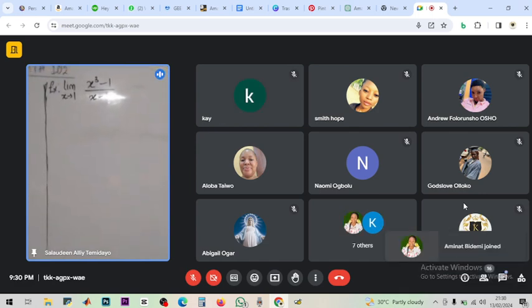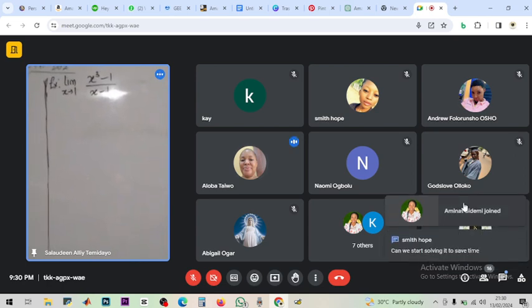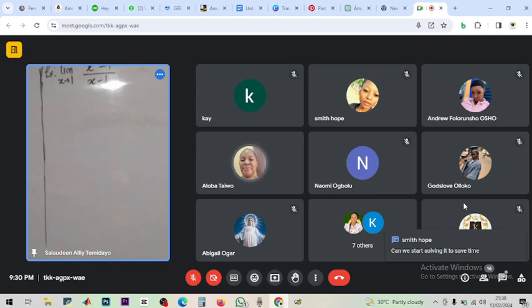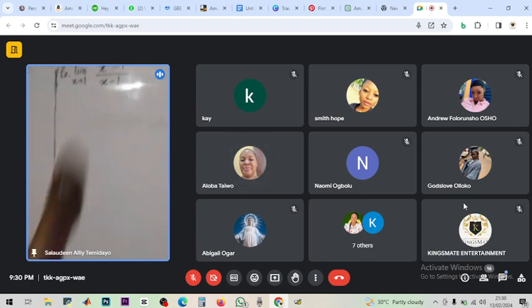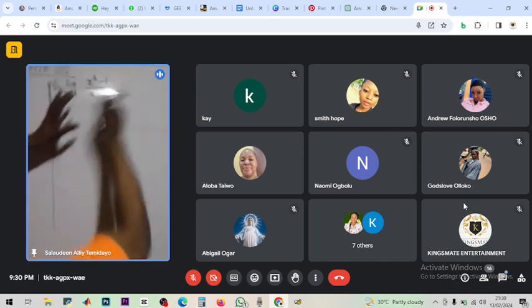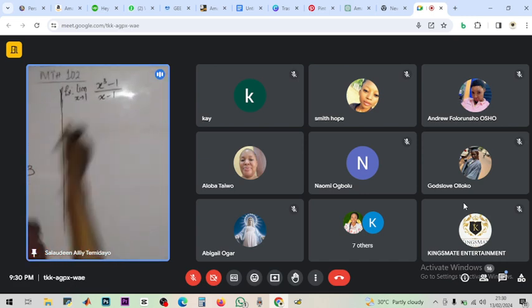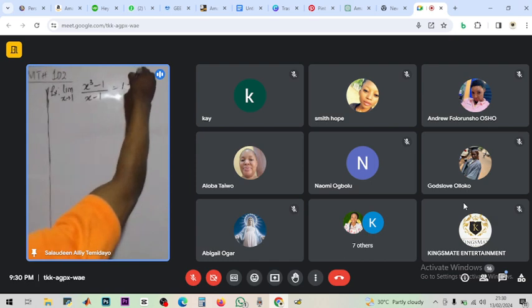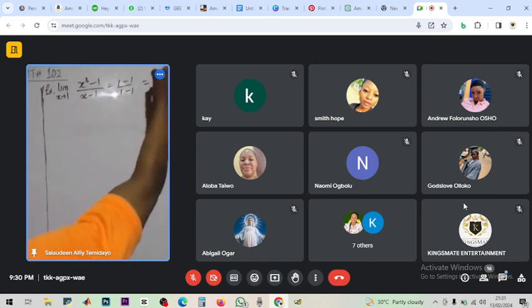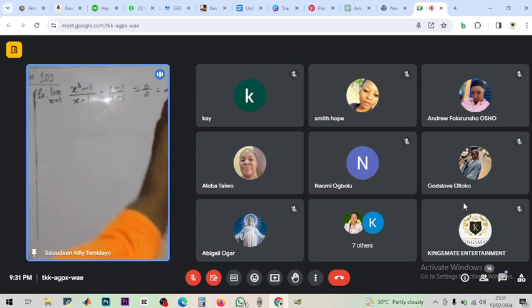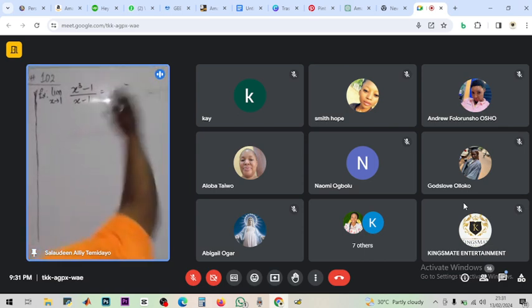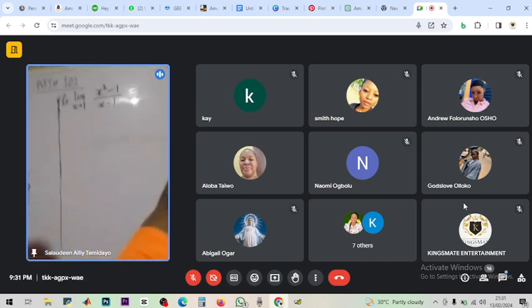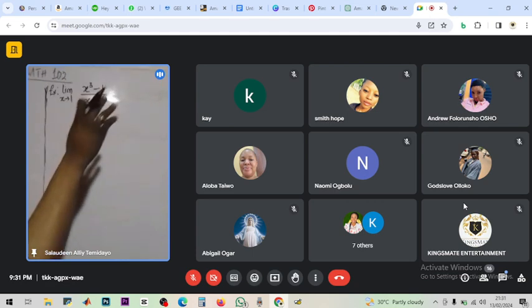Okay, shall we move together now? Please, because of time. All right. So x cubed minus 1 over x minus 1. The issue is that if I put 1 here, 1 minus 1 over 1 minus 1 gives 0 over 0. Anything over 0 is infinity, and 0 divided by anything gives 0. So there is a problem there. The limit does not exist.